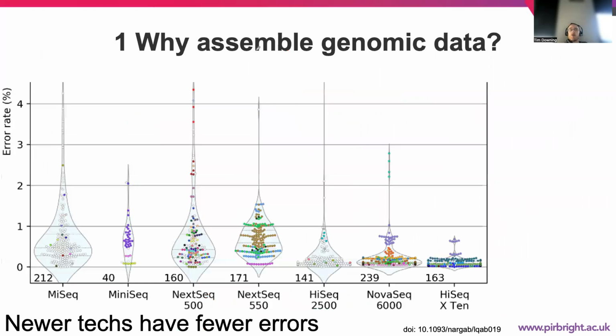There's been some work on the observed error rate in different devices, and this is after QC and all the usual things that you would do. You can see there for older technologies like MiSeq that the error profile differs for different studies, where each dot shows a different study.